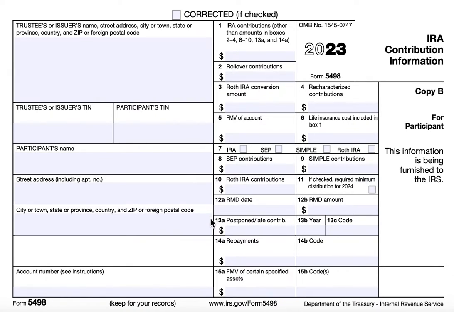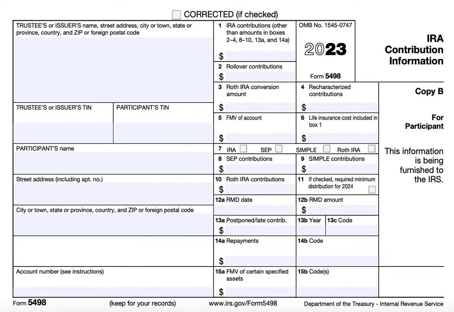So 13A, B, and C are all information fields in case there is a late rollover. 13A would simply state the amount of that rollover contribution. 13B would show the year in which this was credited. And then 13C contains a series of codes that may help you better understand.